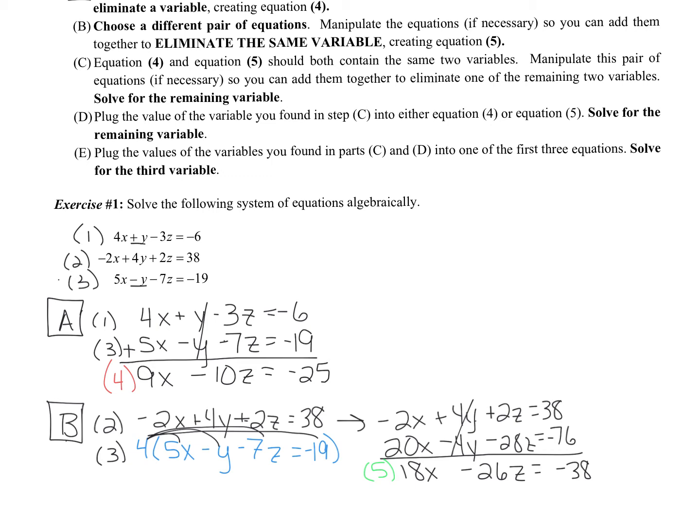Now, if we look up at step C in our directions, it says equation 4 and equation 5 should both contain the same 2 variables, and they do right now. I have an x and a z. We're going to manipulate this pair of equations if necessary, so you can add them together to eliminate one of the remaining two variables and then solve for the remaining variable. So down here we'll do step C.